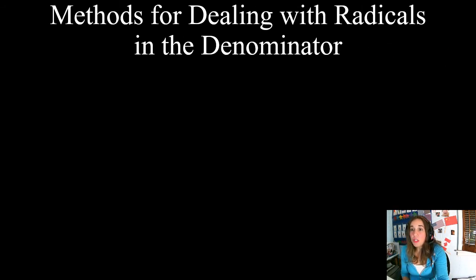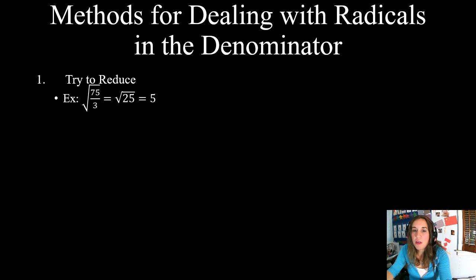So when you're dealing with radicals in the denominator, these are the 3 methods you're going to use, and you're going to use them in this order. The first thing you're going to do is try to reduce, okay? So here I have a fraction underneath a radical. I can't have it. Well, let's try and reduce what's actually underneath the radical first. So 75 over 3, can I reduce that? That's the first question you're always going to ask yourself. Can I reduce it? Oh, well, 75 over 3, that's just 25. That reduces to 25. What's the square root of 25? 5. All right? So the first method you're always going to try is to try to reduce.